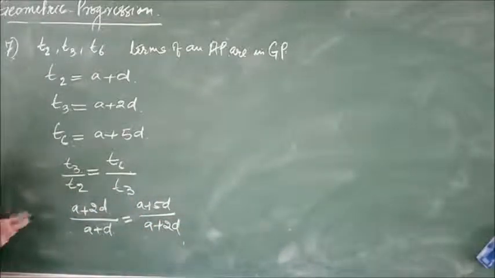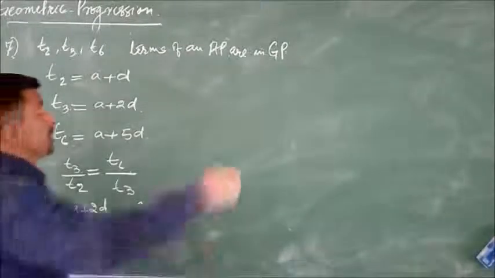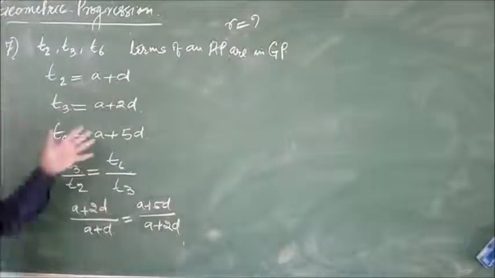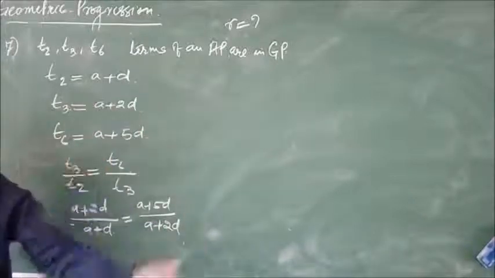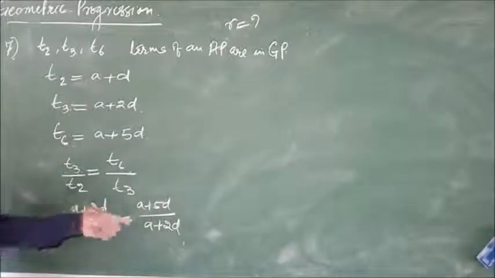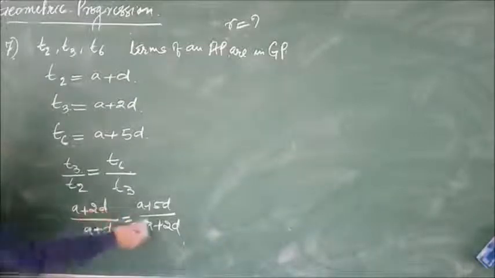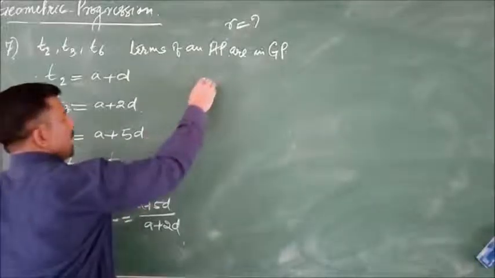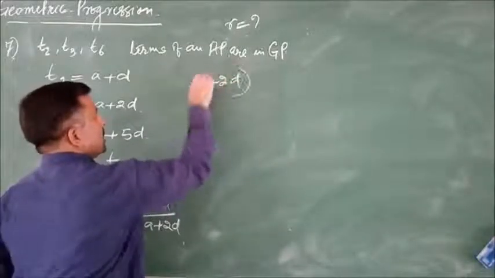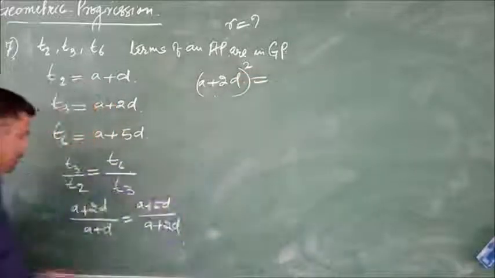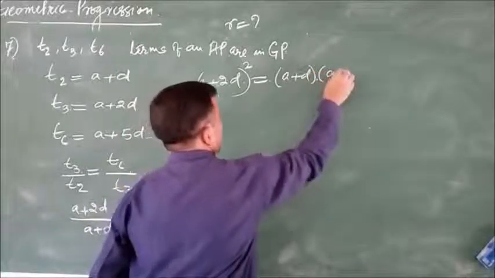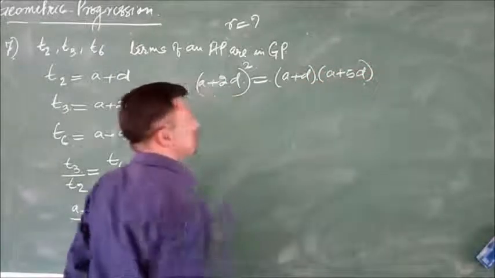Please keep in mind, what is the question? The question is to find the common ratio. That we will see at the end. First of all, whatever we have, with that we will proceed, and then we will see what we can do later. So we can do the cross multiplication now. A plus 2D into A plus 2D, the whole square, is equal to A plus D into A plus 5D.